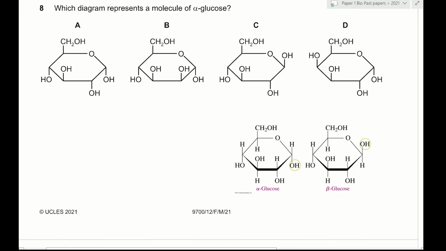Number 8. Which diagram represents a molecule of alpha glucose? Here I've given you the structure of alpha glucose, and by the way, this has to be memorized. Here we have this hydroxyl group at the bottom and both hydroxyl groups at the bottom. The hydroxyl group here is facing up, and the only answer that fulfills this criteria for alpha glucose is going to be A.